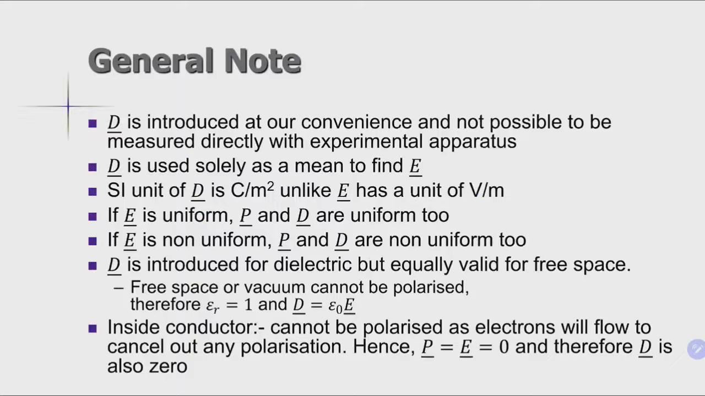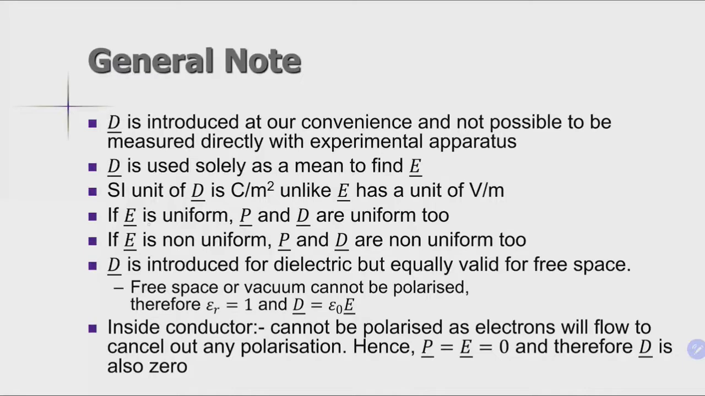Okay, general note. After this, I'll give you 5 minutes break. D is introduced at our convenience, and it's not possible to be measured directly with experimental apparatus. It's not really real that you can measure. It's just introduced for convenience, and it's solely used as a means to find the electric field. SI units for the electric flux density is coulombs per meter squared, unlike electric field, which is volts per meter.